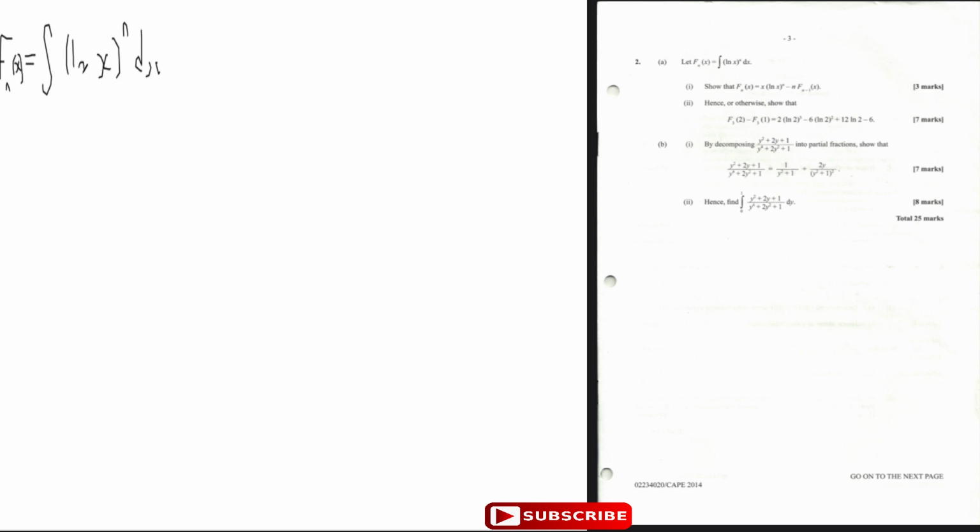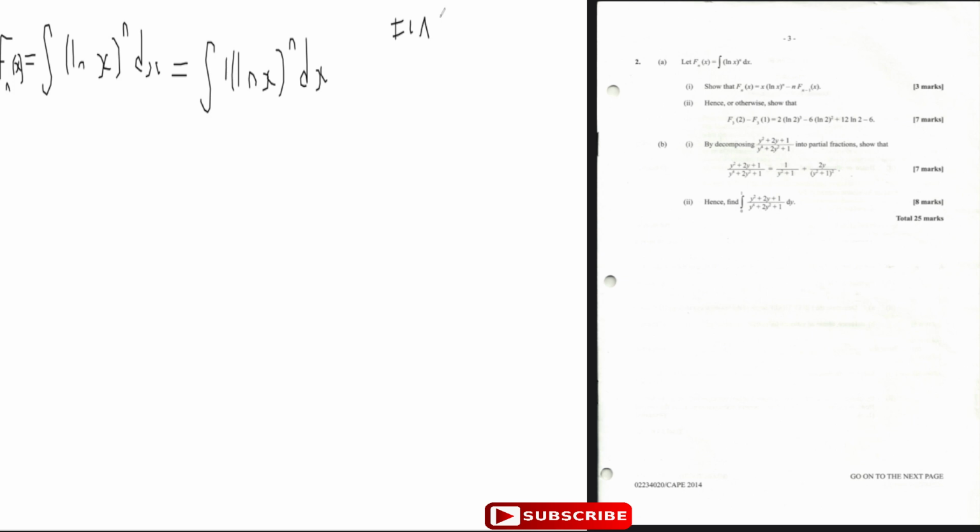And so if you're integrating ln x to the n dx, you can rewrite ln x to the n as 1 times ln x to the n dx. And you might say, why did I put that 1 there? That 1 comes there because we're going to be able to use by parts. When you have the 1 right here, you can remember that by parts, you have to use the ILATE rule.